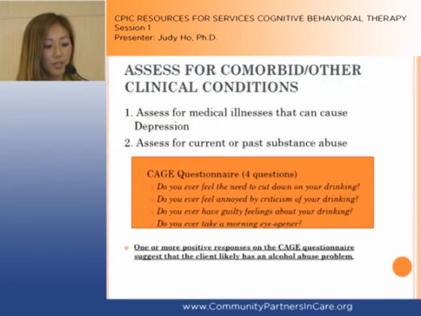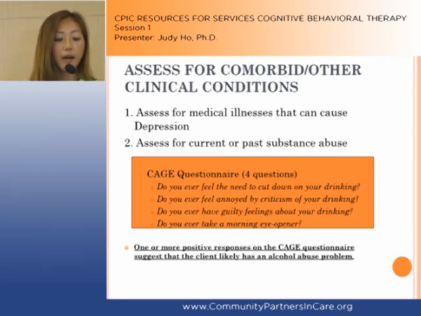So we're still in step 2, and we're now going to be looking at comorbid or other clinical conditions that may co-occur with depression or dysthymia. Something that you might want to think about is medical illnesses that can cause depression. Sometimes clients' depression can be linked to a severe medical illness they may have, and so that would be important to assess. It's also important to assess for current or past substance abuse. And as part of CPIC, we have several measures for you to use to look at current or past substance abuse and alcohol abuse. We have the CAGE questionnaire, which is 4 questions, and you can see it here on this slide. And the 4 questions can be substituted on the last word to be used for drugs instead.